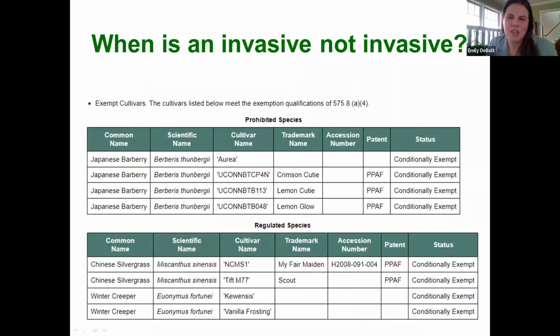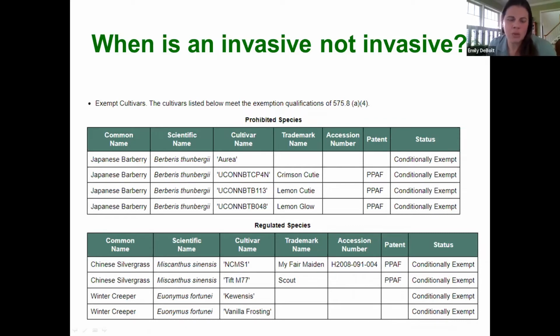Now, not to confuse you too much, right? But this is a little more nitty gritty, and if anyone's interested, you can always do a little more research. There are actually some cultivars of some of these regulated species that you can now purchase. So even though barberry is prohibited, there are some cultivars that have been shown to be sterile, and so now they are conditionally allowing them to be sold. The same thing with the silvergrass, the miscanthus, and the euonymus. Again, those are regulated but conditionally sold, meaning they don't have to have an invasive label on them.